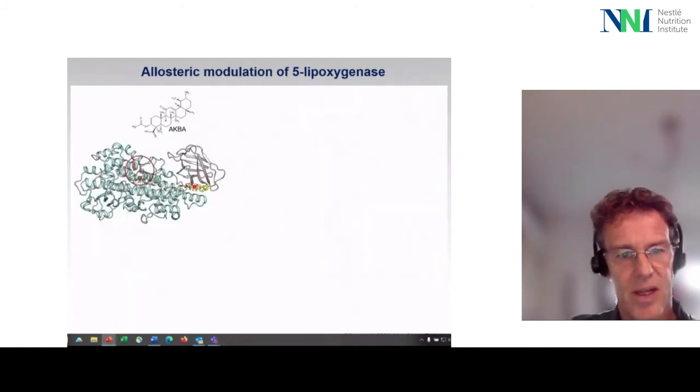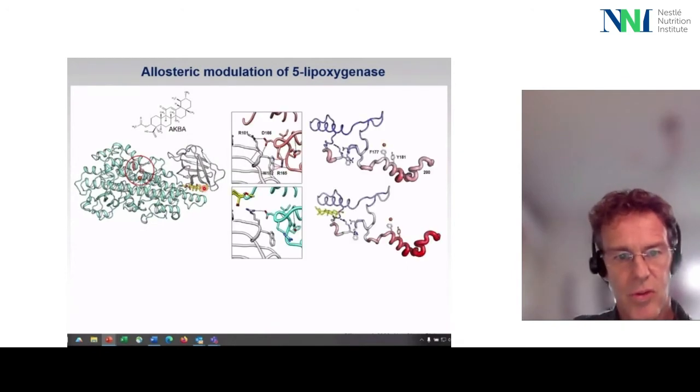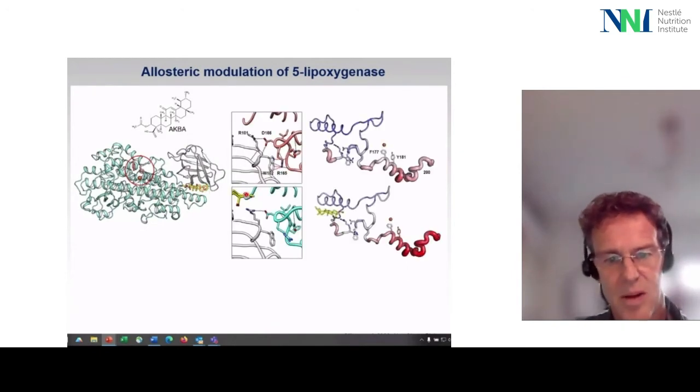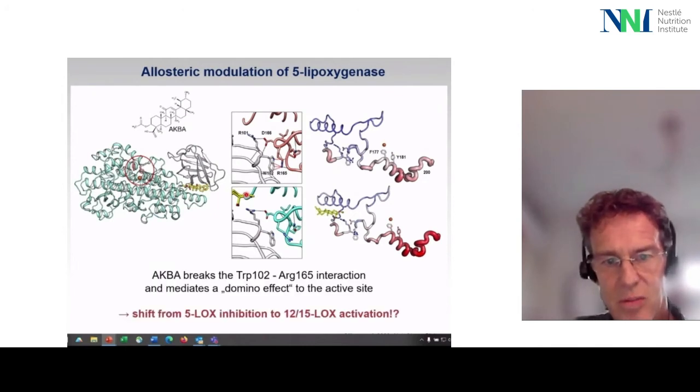But AKBA bound far away from the active site of 5-lipoxygenase, and we were wondering whether this could affect the activity of the enzyme. Here again, you see AKBA, and to make a long story short, what happens here is that AKBA breaks the interaction between a tryptophan and an arginine here in this area, okay? And by breaking this interaction, it causes a domino effect towards the active site. And then we have a completely different conformation of the active site. And this looked like a shift from a 5-LOX to a 12-15 LOX. So AKBA shifts the selectivity of this enzyme.